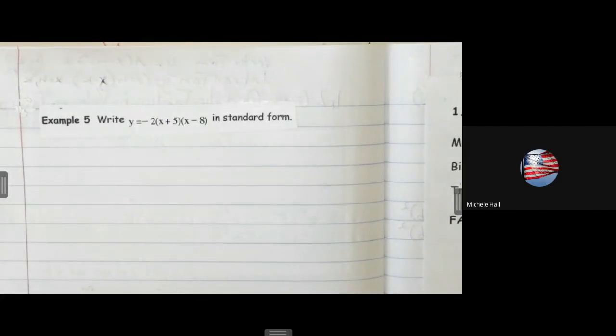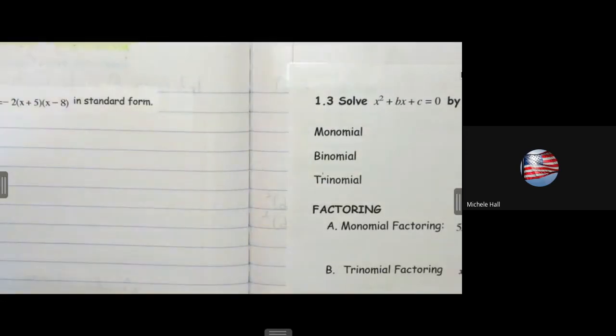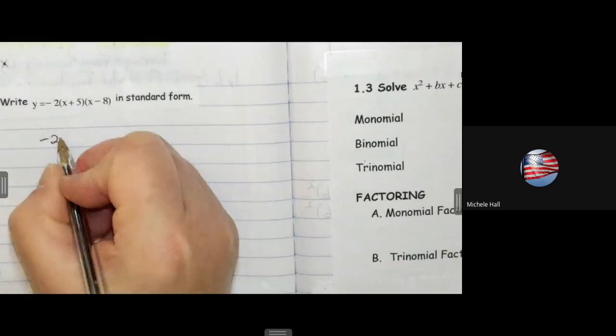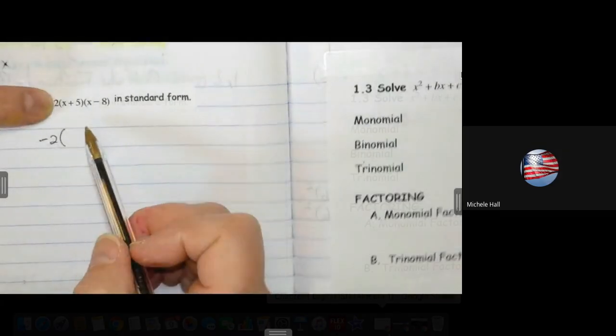Example 5 is, what form do you think that this is in right now? Yes, it's in intercept form. And I need to change it into standard form. All right, so we are in intercept form. We need to multiply these together. So I'm going to keep my -2, and I'm going to multiply these two together.